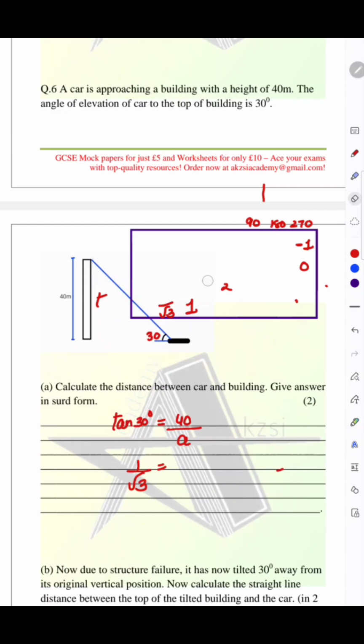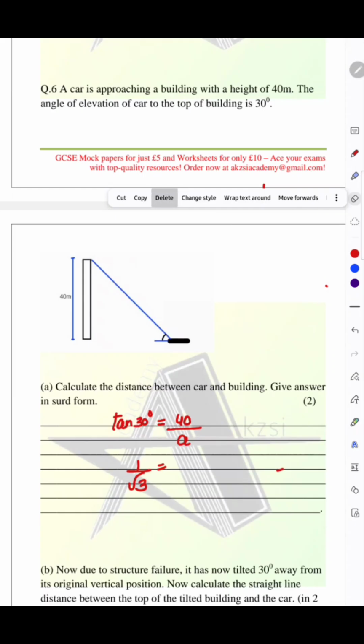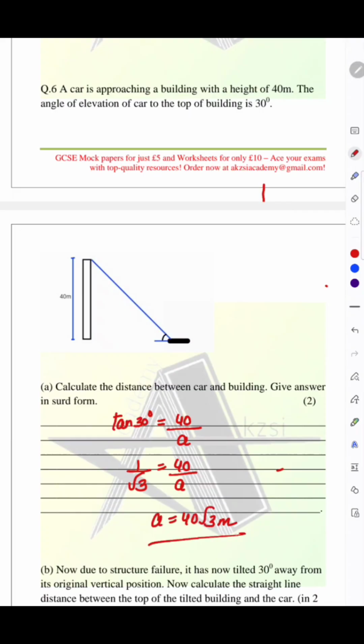So the question was to calculate the distance between the building and the car, which we have calculated from tan 30 degrees, which is opposite over adjacent. And here it would be 40 over A. And finally A is 40 root 3. So 40 root 3 meters is the distance between the car and the building.